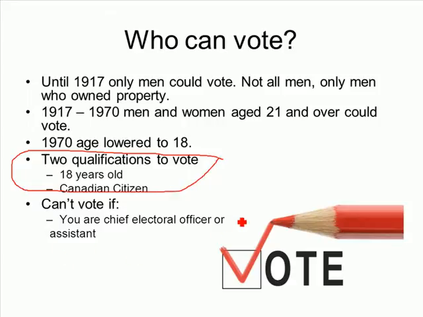Notice there's a thing that we have to be careful of here, and that is that you can't vote if you're a chief electoral officer or an assistant, which means basically that you're running the election. They want people who are running the election to be impartial, and therefore those individuals cannot vote.